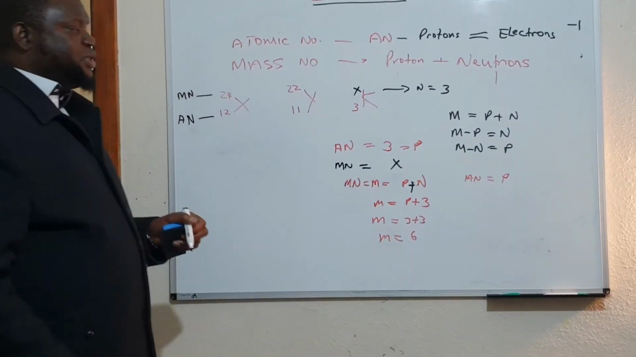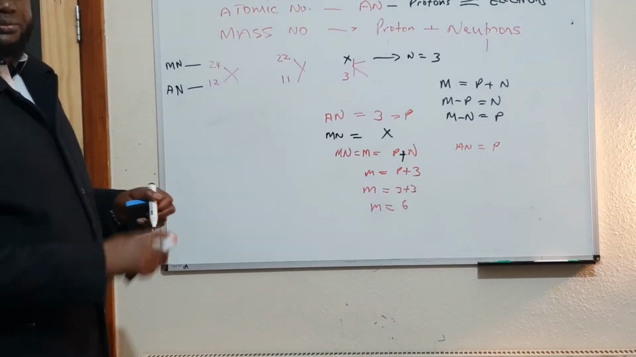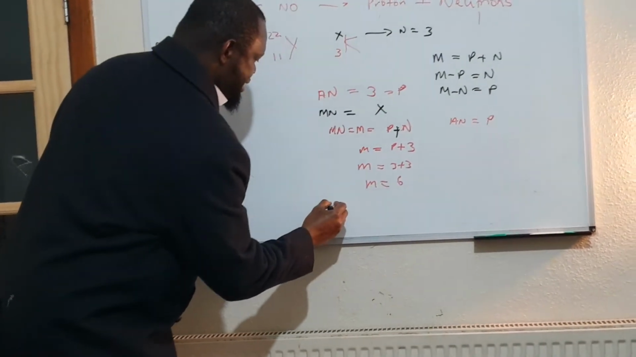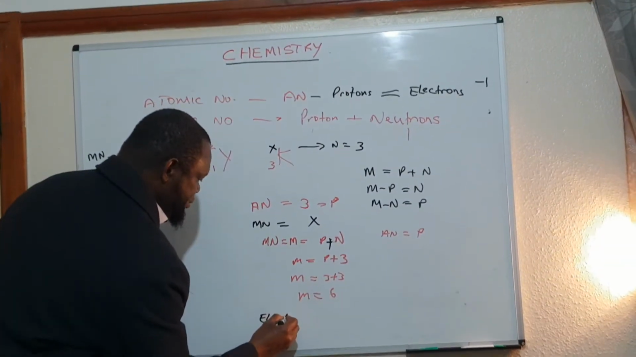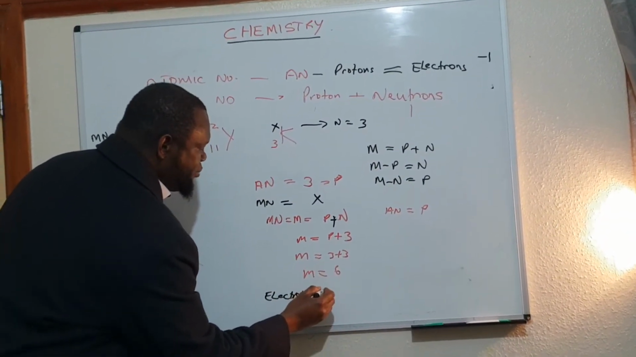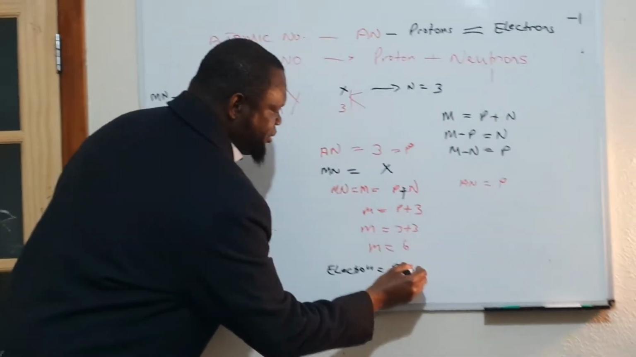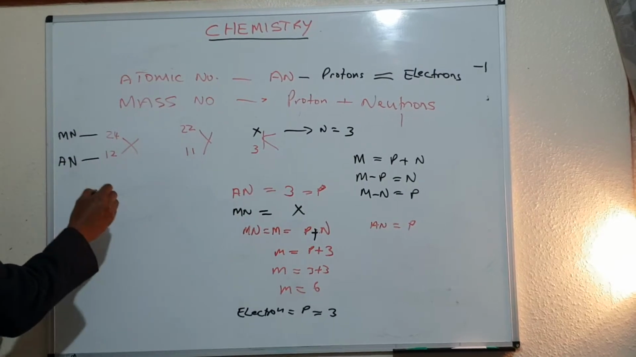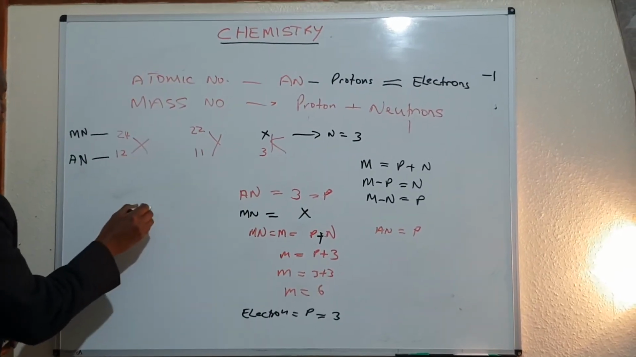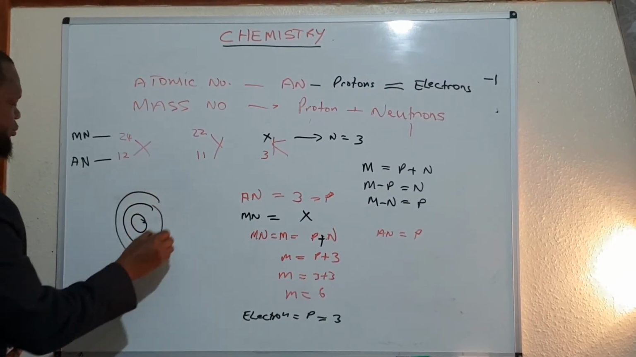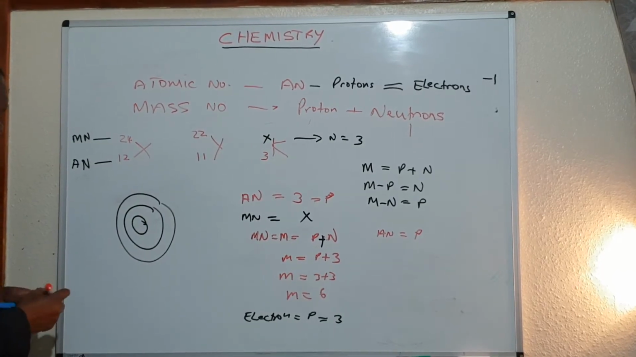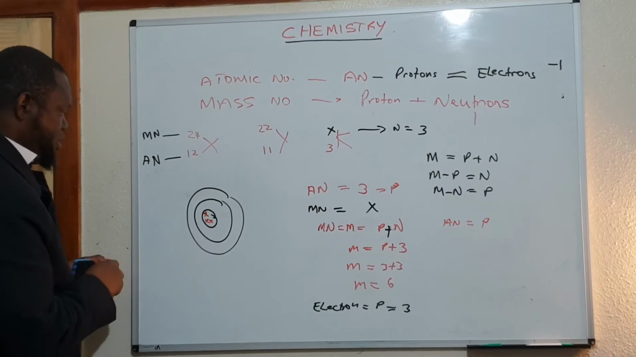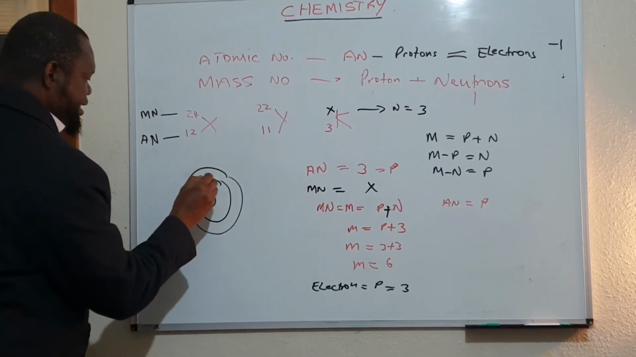Now if the examiner asks, what is the number of electrons? It's 3. Why? It's the same amount as protons. The number of electrons is equal to P, which is equal to 3. So for an atom, if we have 3 protons, we must have 3 electrons.